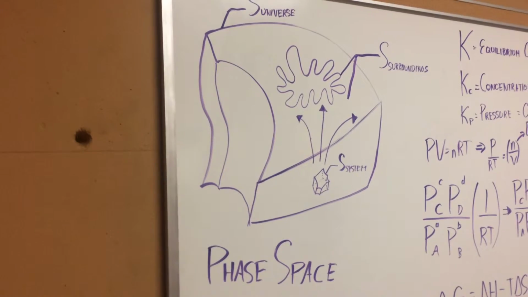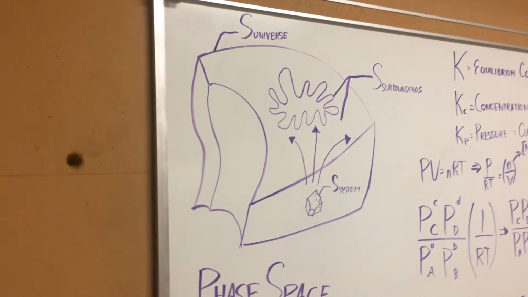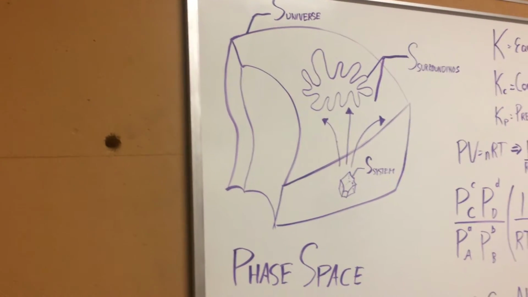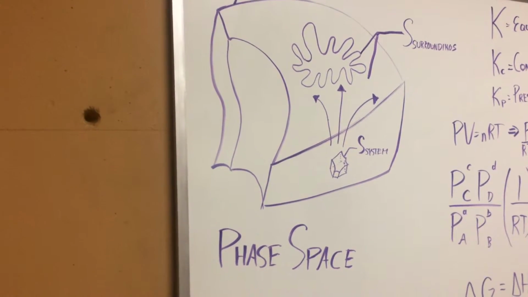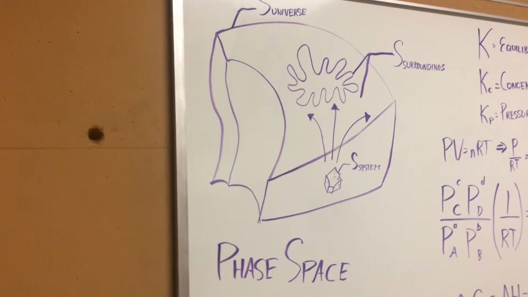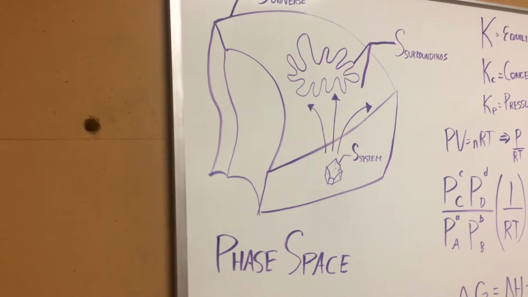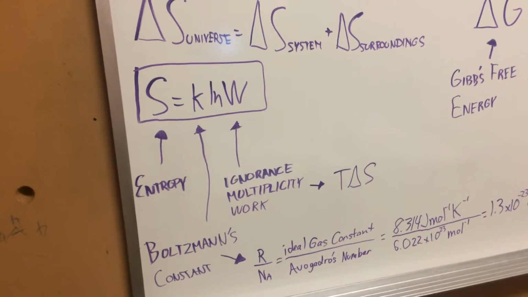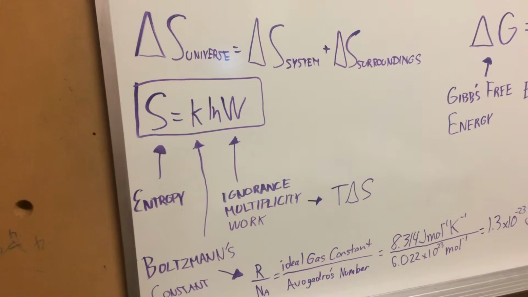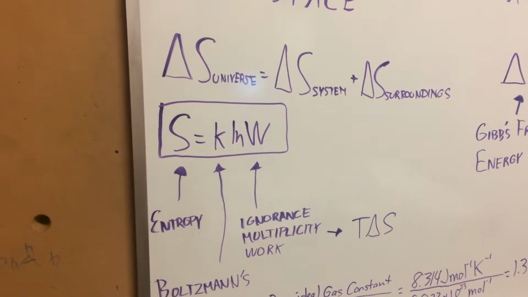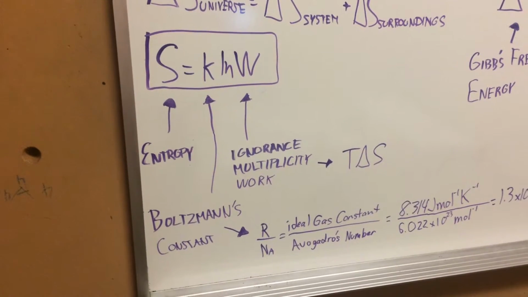least releases its particles into the surroundings, and eventually these surroundings will lead into the universe. Now, the way that the system releases itself into the surroundings and the universe is through equilibrium, and this is explained through entropy. Now, entropy is equal to Boltzmann's constant times the log of ignorance, multiplicity, or work, however you want to state it.